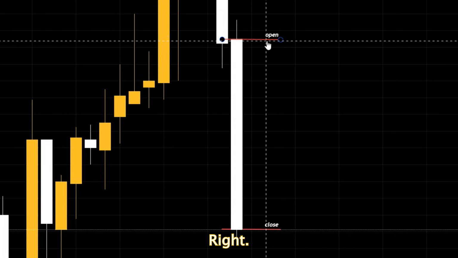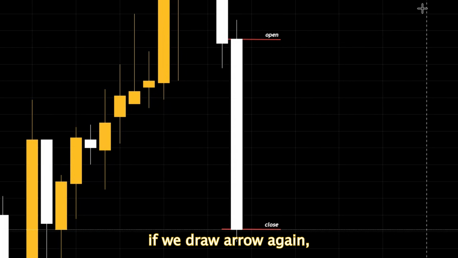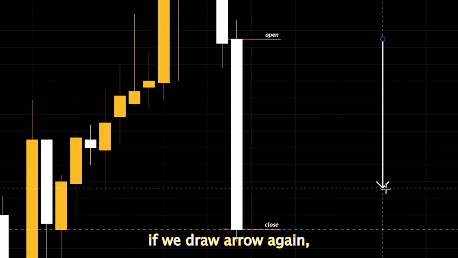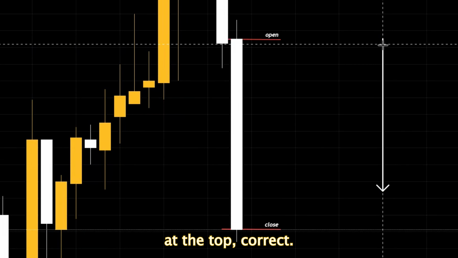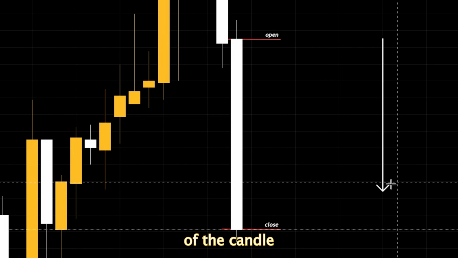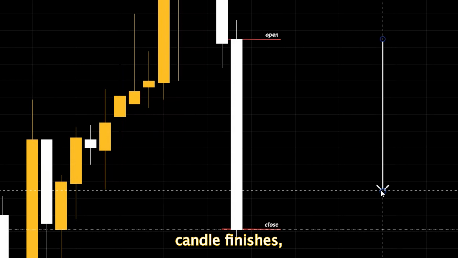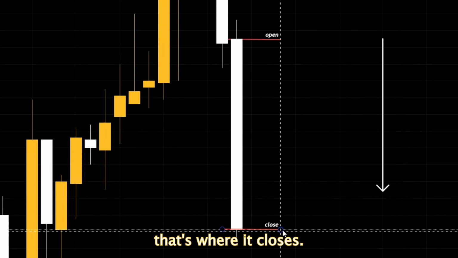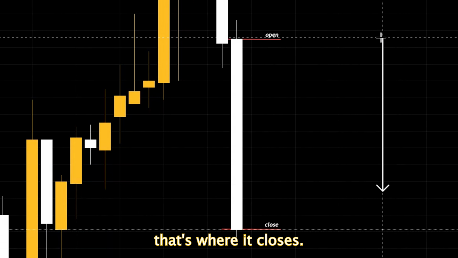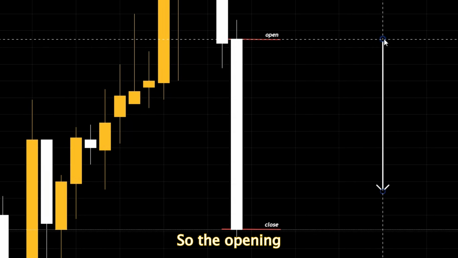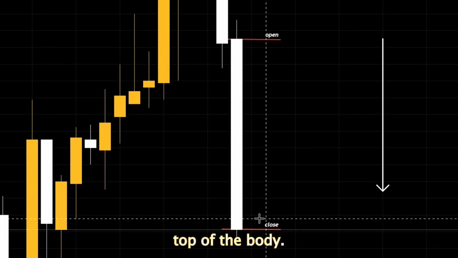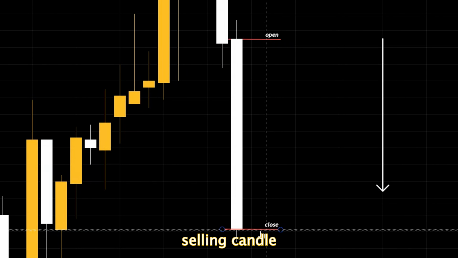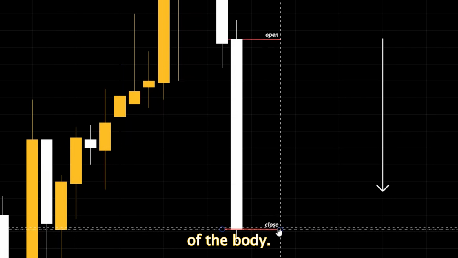Right? Because if you think about it, if we draw our arrow again, when a candle is going down, it starts at the top, correct? Therefore, it's the opening of that candle. When a selling candle finishes, meaning it finishes downward, that's where it closes. So, the opening of a selling candle is at the top of the body. The closing of a selling candle is at the bottom of the body.